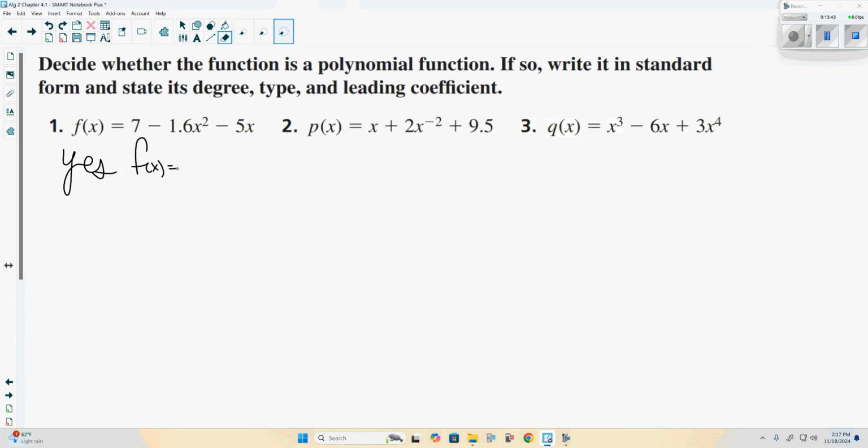Is it written in standard form? No. So what would go first? Negative 1.6x squared. Then negative 5x plus 7. The degree is 2, which is a quadratic. Yeah, it's a quadratic. And the leading coefficient is negative 1.6.